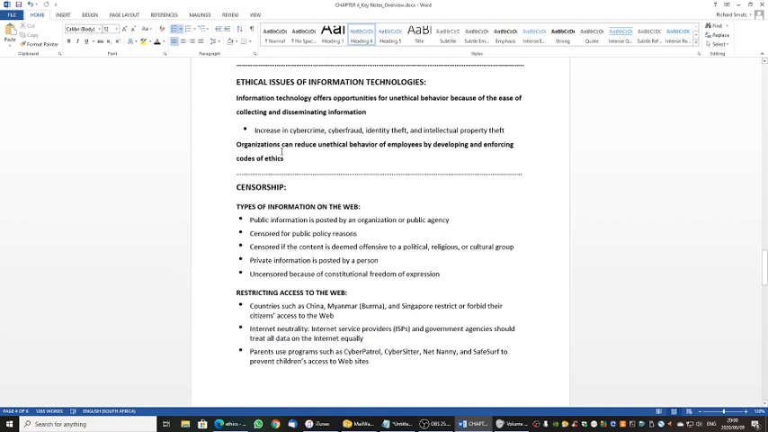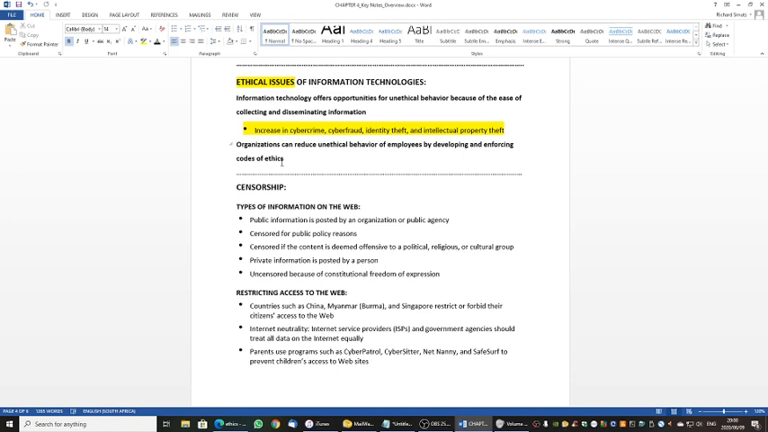Ethical issues of information technologies. There is an increase in cybercrime, cyber fraud, identity theft, intellectual property theft. And these are all ethical issues of IT. So organizations can reduce unethical behavior by developing and enforcing a code of ethics. Please go back to the 10 ethical commandments, and please be aware that you are aware of them.